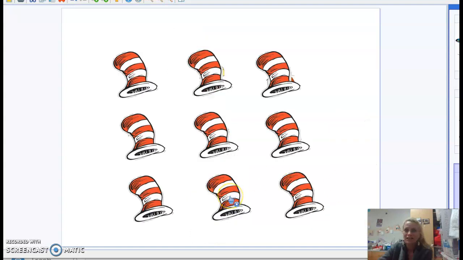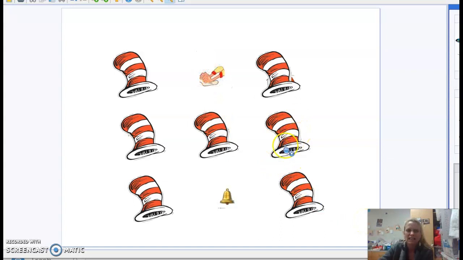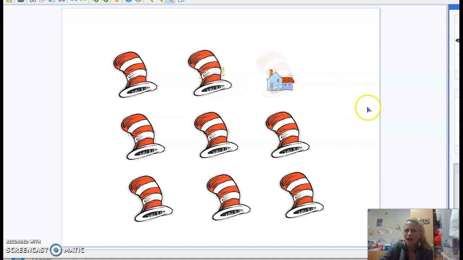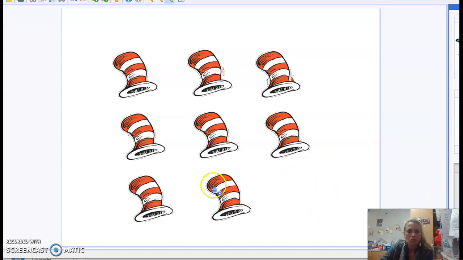Ooh, what's this one? Let's find out what we're going to match. Bell. I think we're looking for rhyming words. Okay, we're looking for a word that rhymes. House. Table. Do they rhyme? No. Nothing. Bell.